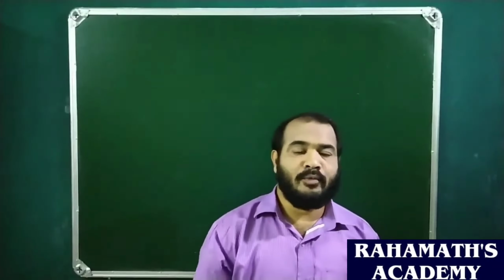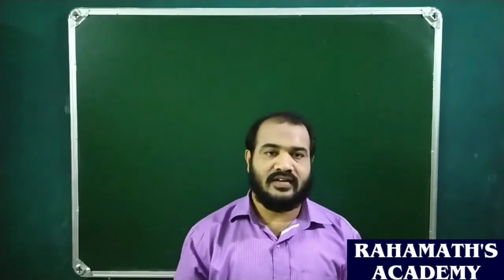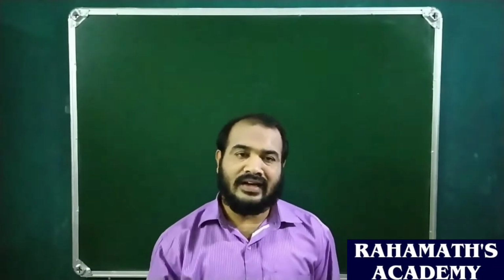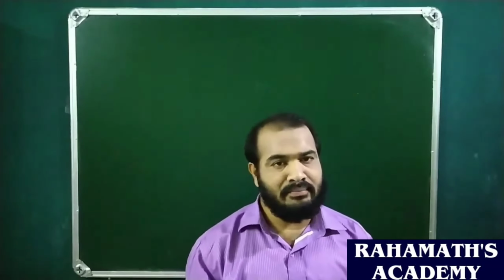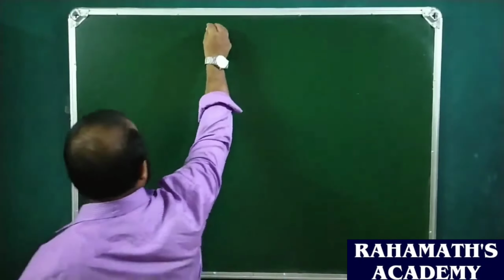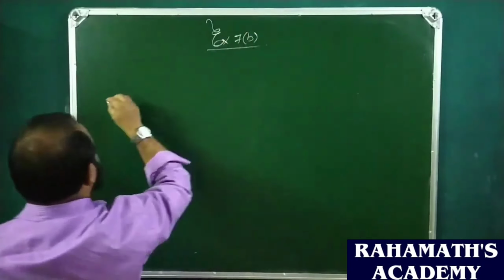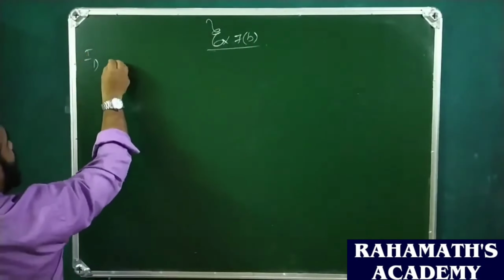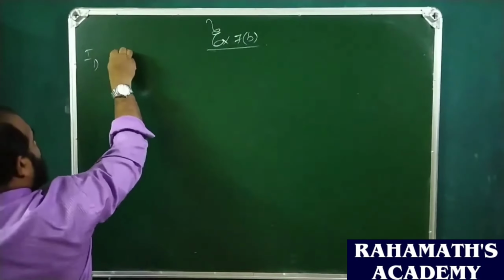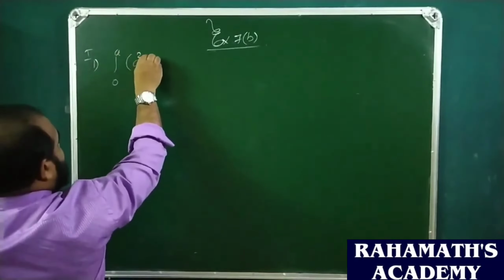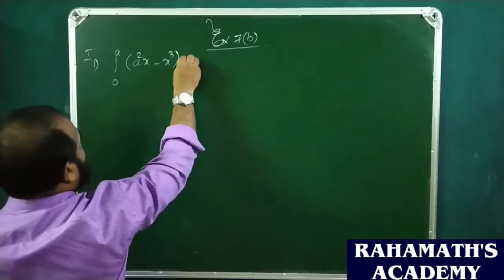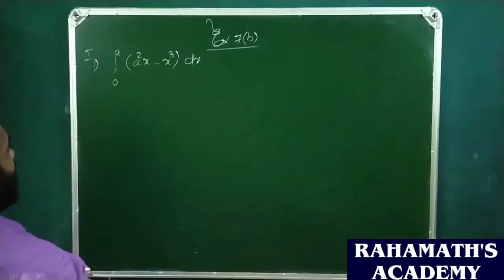Based on the properties that we had discussed in the earlier classes, let us start the exercise 7b. Exercise 7b. First problem, first row one. Integral 0 to a of x squared times (a minus x) cube dx.